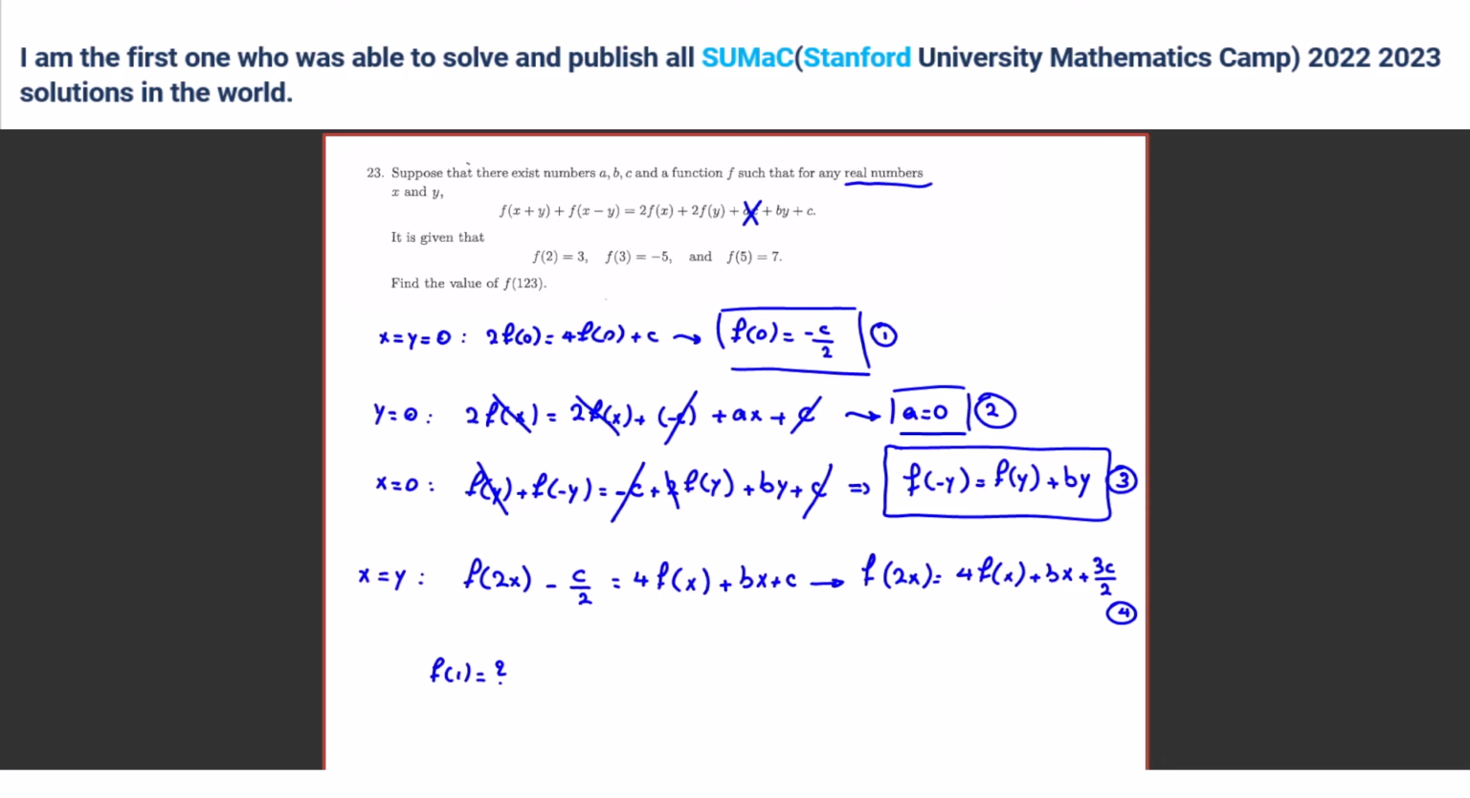F of 1 equals 3 over 4 minus b over 4 minus 3c over 8. Can you say it again? F of 1 equals 3 over 4 minus b over 4 minus 3c over 8. Yes, so if we consider this, f of 2, 4 f of 1 plus x is 1, b plus 3c over 2, right? Yeah. F of 2 is 3. So f of 1, as you said, is 3 over 4.